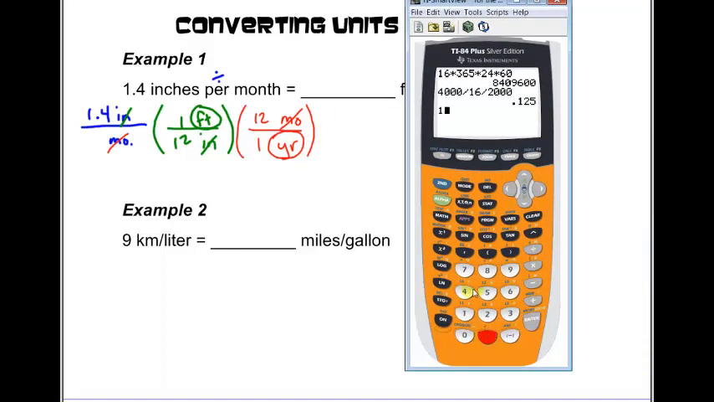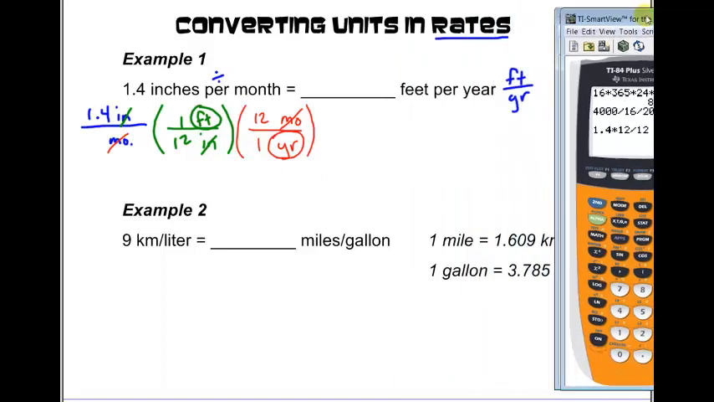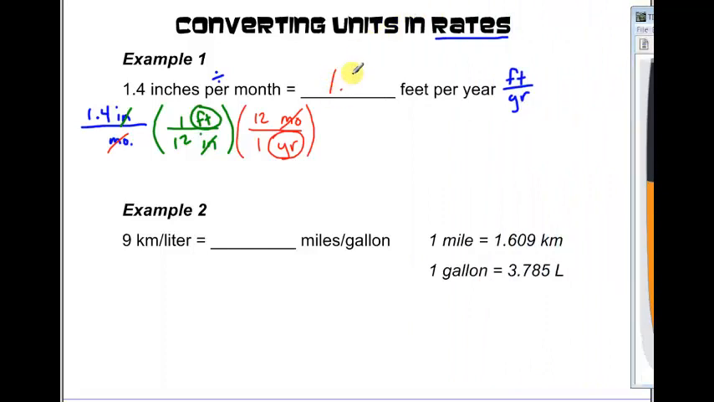All right, so 1.4 from the beginning, it looks like I'm going to times it by the 12 months I see on the top. Then I'm going to divide it down here. Oh, divided by the 12 months down at the bottom. What do you know about that? 1.4 feet per year.